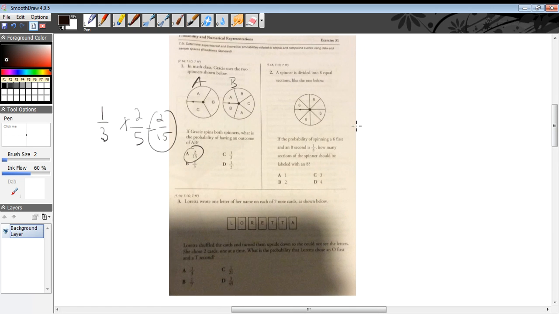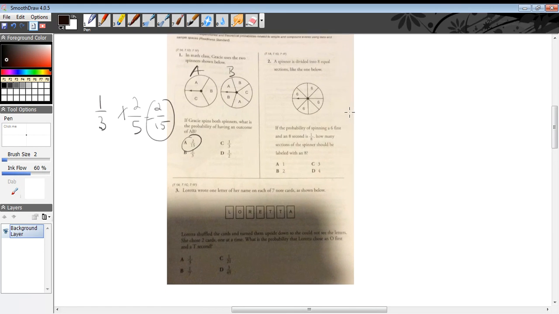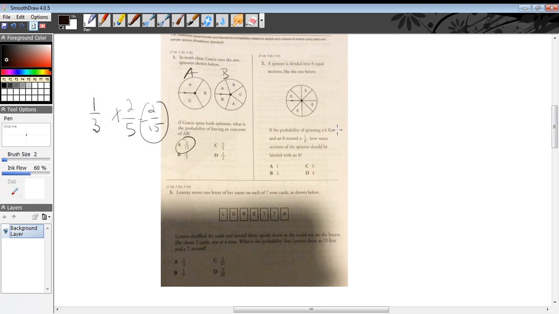Okay, problem 2. A spinner is divided into 8 equal sections like the one below. If the probability of spinning a 6 first and an 8 second is 1/8, how many sections of the spinner should be labeled with an 8? One of the more difficult problems. So probability of spinning a 6 first, this is what I need to do. The probability of a 6 times the probability of an 8 is going to be 1/8. They give me the probability of both of these things. This here is almost like my x. I don't know what this is.